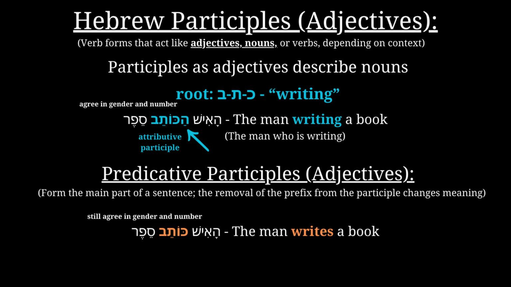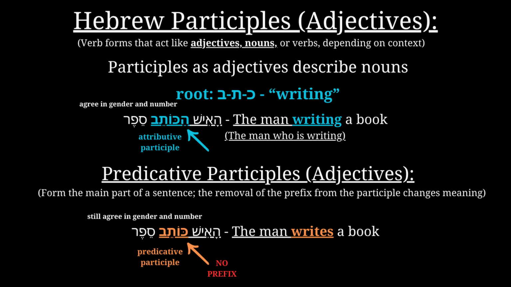The difference in the participles is in the prefix ha. Ha'ish, hakotev means the writing man, or the man who is writing, showing something continuous. But ha'ish, kotev means the man writes, which gives a different meaning. So we need to understand this difference.